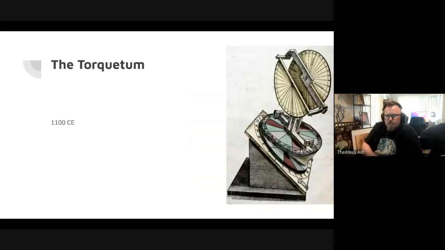The torquetum, 1100 CE. Again, this is a star chart, because navigation is so fundamentally important to trade, to communications, to diplomacy, that you've got to be able to understand where you're going and how to get there. So lots of early computational devices were all around the economic need of trade and navigation and travel.